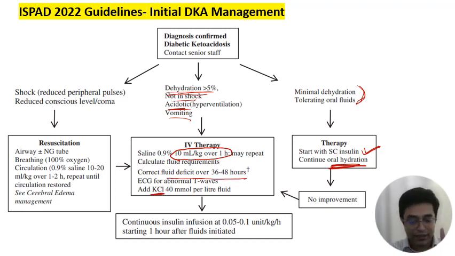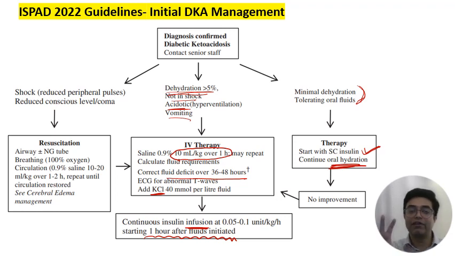You will correct the remaining fluid deficit over 36 to 48 hours. So you will give only one bolus and then continuous insulin infusion. Insulin is not given as a bolus. Bolus insulin paradoxically worsens the patient. And you will start insulin 1 hour after the fluids have been initiated. So only when the saline therapy is over, you will start with the insulin infusion.